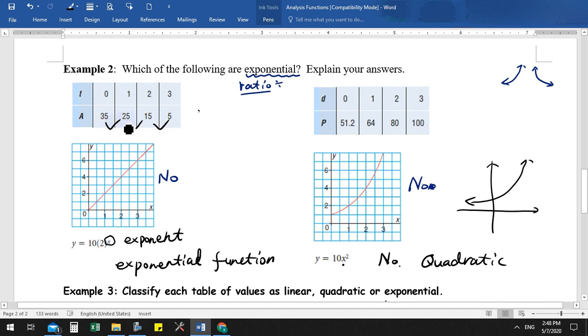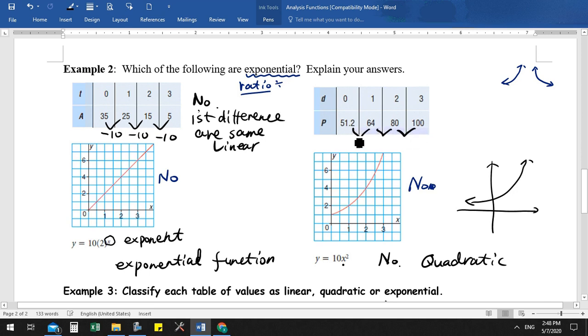The first difference is 25 minus, down 10, down 10, down 10. If the first differences are the same, then we know it's linear, so it's not exponential. And for this one, the first differences won't be the same, so we are going to see the ratio. Try the ratio: 64 divided by 51.2, 80 divided by 64, 100 divided by 80, and see if it gives you the same number or not.